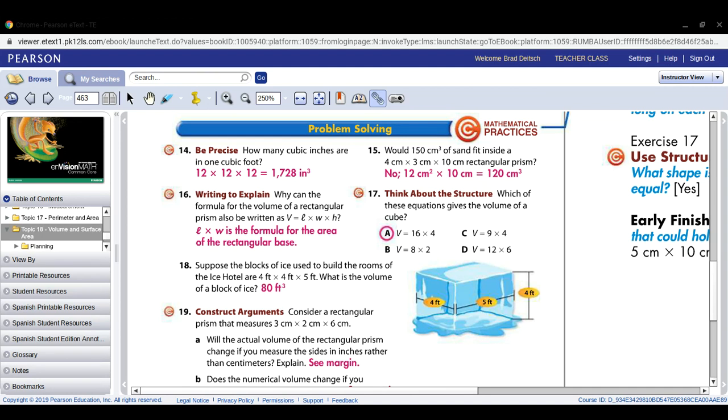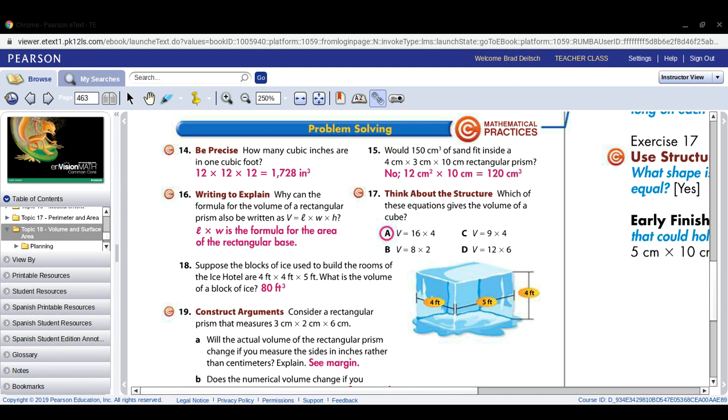Number 16 is kind of a tough question because I introduced it to you as LWH and then went into base times height. So this is kind of going backwards. They're like, well, if you have base times height, how do you get LWH? Well, because L times W is the base. That's what they're getting at.